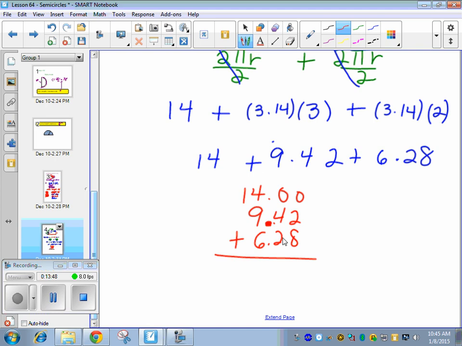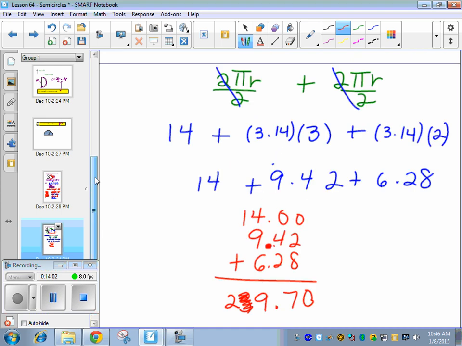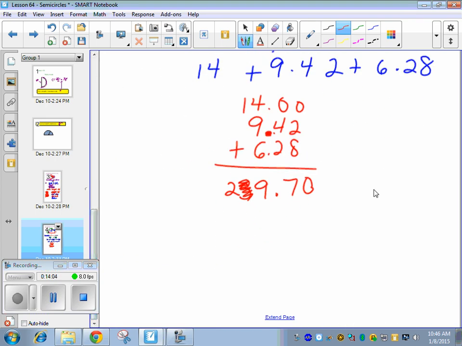Alright, what did you get? 39.7. Did you guys get that too? 29. 29? Alright, 29.7. And then you guys, we got to do our units. So this was in centimeters. We are doing area. So centimeters squared. Oh, just seeing if you guys were paying attention. Good job. Okay, so we got perimeter.